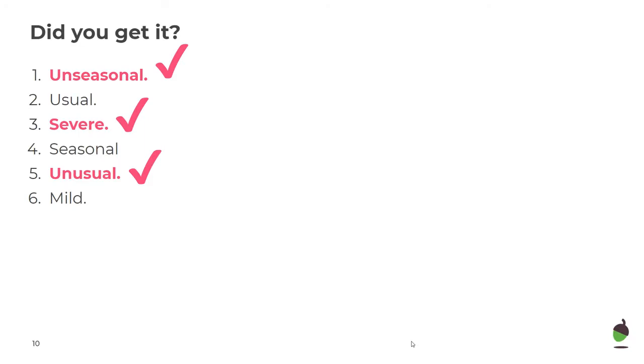So did you get it? How did you get on? The 3 words that would describe extreme weather are unseasonal, severe and unusual. How did you get on?